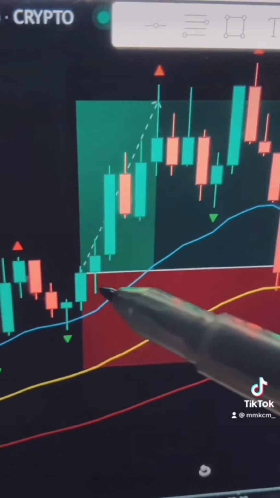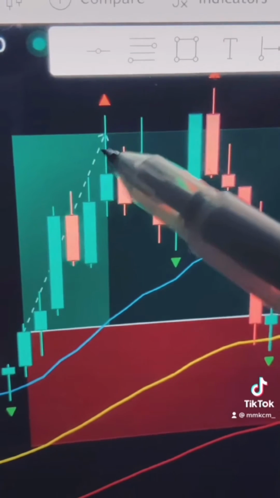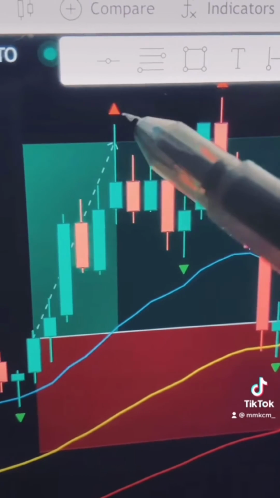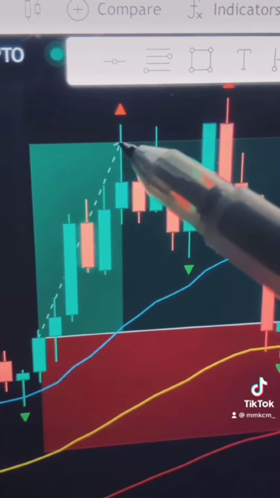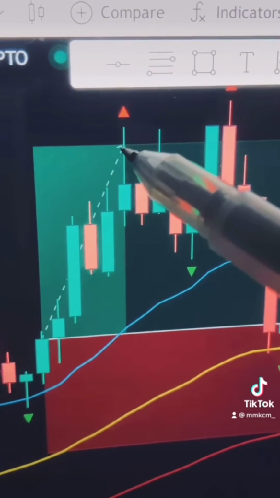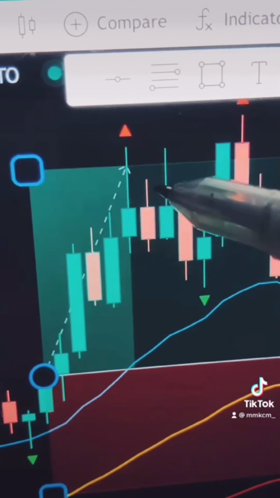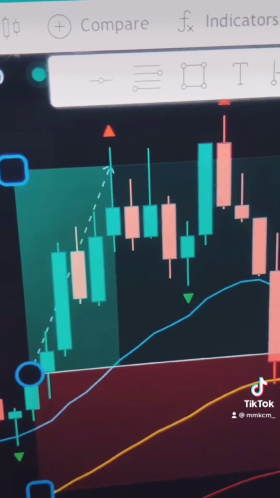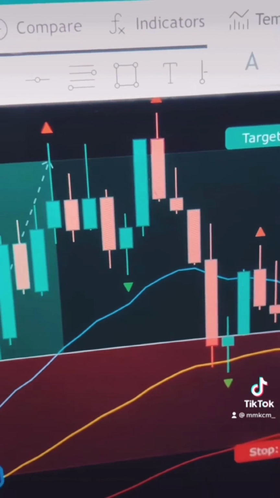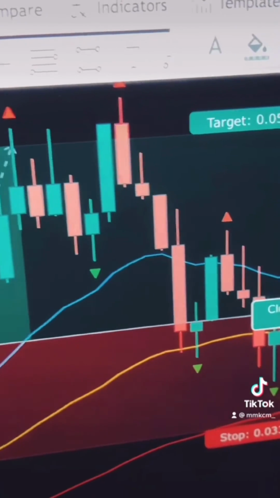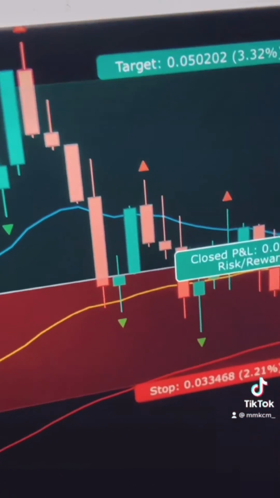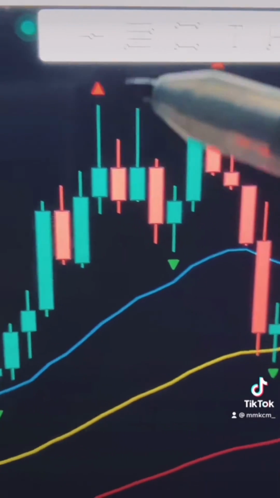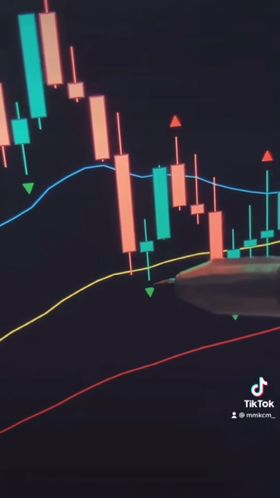So, for example, sa trade na to, dito na-hit yung target ko. Though tumaas pa siya ng onte, pero exit na ako dito sa part na to. So, kahit bumaba na siya after, nakapag-take profit na ako. And then, hanap ulit ako ng susunod na entry point. Tapos, ganun ulit, 1.5 risk-reward ratio. So, after ng trade na yon, so dito, pwede ka ulit mag-enter.